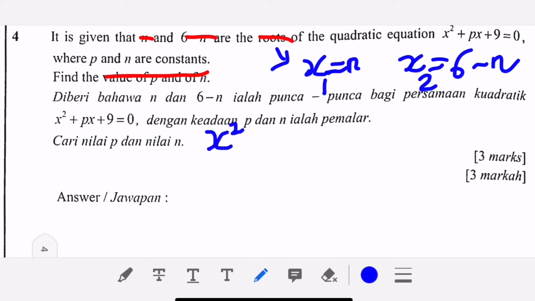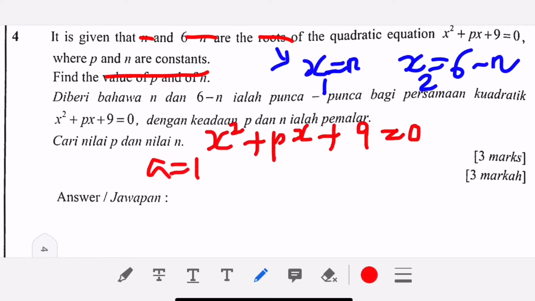Okay, first of all, we find the ABC first. x squared plus px plus 9 equals 0. So your A is 1. A is the number beside the x squared. So you have to arrange in order, in general form. And then your B is P and your C is 9. Okay, make sure it's perfect first before you do. If not, everything will be affected.